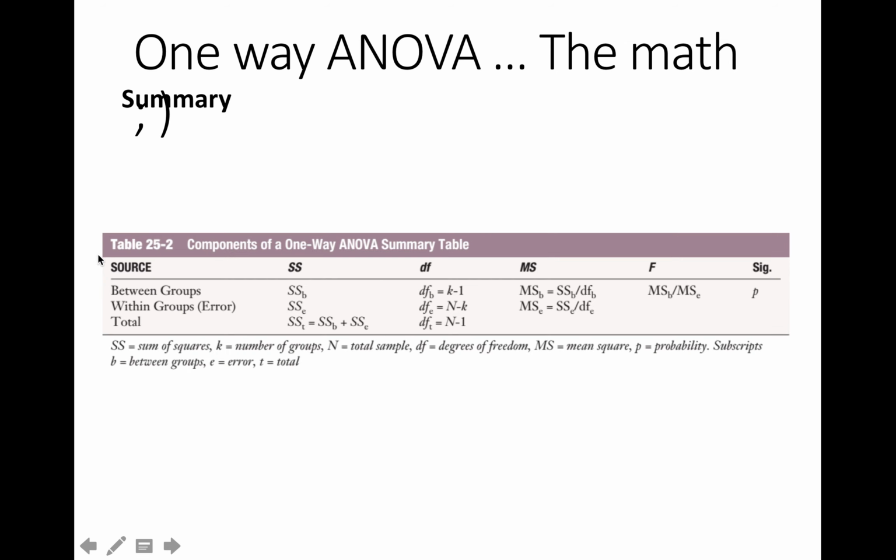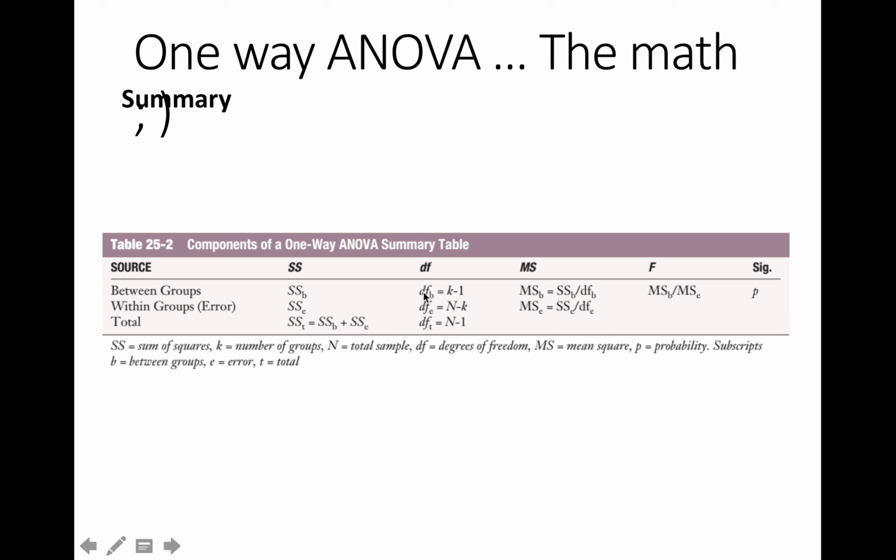So this is a summary table. Here you have your between groups. Here you have your within groups or error variance and the total. When you get your dispersion scores squared of your between groups, you get your sum of squares of your between groups. When you have your dispersion score squared of your within groups, you'll have your sum of squares of your within groups. And as we saw earlier, the total sum of squares is nothing but the between group sum of squares plus the within group sum of squares.